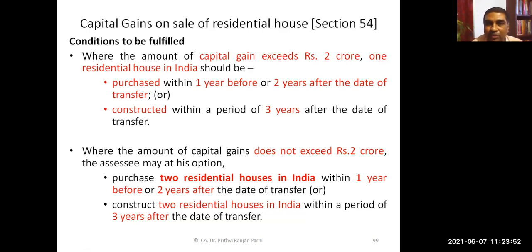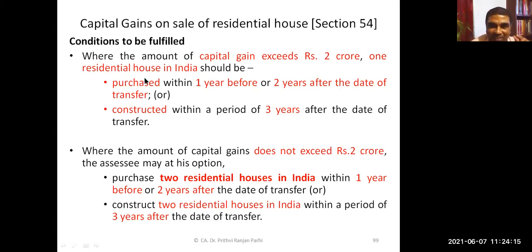Okay, suppose a house is sold for 15 crore, and the cost of acquisition, improvement, everything is 10 crore. So capital gain is 5 crore. 5 crore exceeds 2 crore. Where the capital gain exceeds 2 crore, one residential house in India should be purchased.